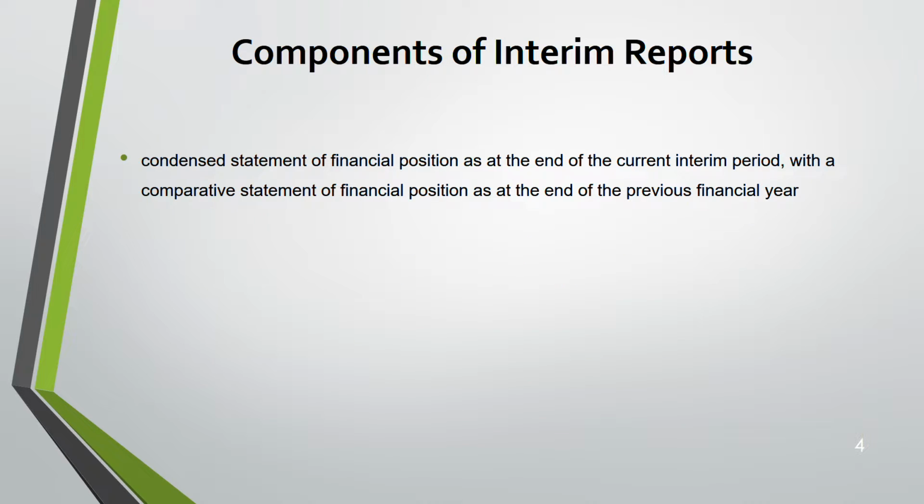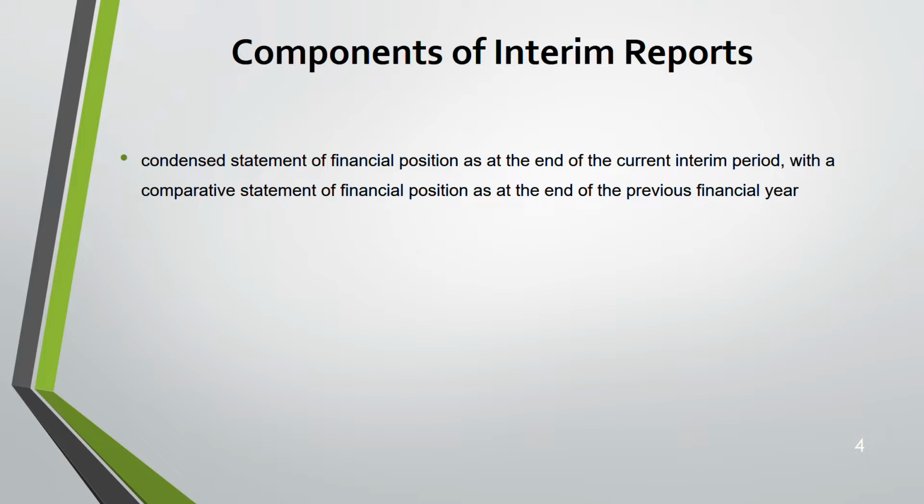Now, components. We have similar components to the annual financial statements, but more condensed, more brief, not very detailed. We have a condensed statement of financial position, condensed statement of changes in equity, condensed statement of cash flow, and condensed statement of profit and loss and other comprehensive income. Everything is condensed, made as at the end of the current interim period.